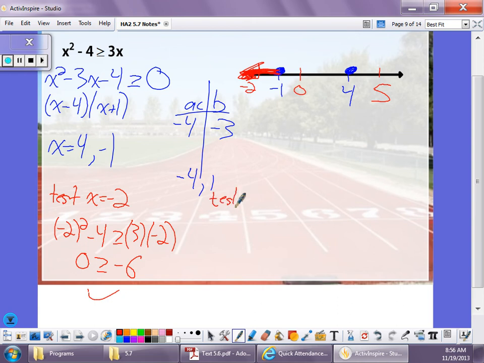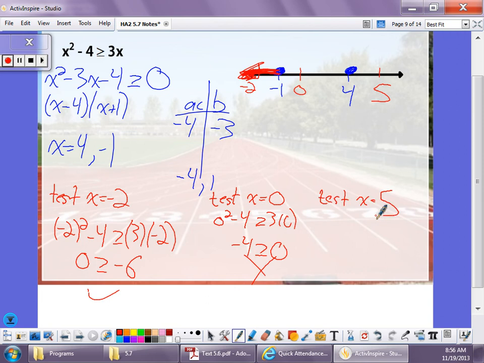So we can test when x equals 0. And you'd get 0 squared minus 4 is greater than or equal to 3 times 0. Negative 4 is greater than or equal to 0. Is that true? No, it's not true. So that means I'm not going to shade in that area. And then the last thing I'm going to do is test this point here at 5. All right, so you plug it in. 5 squared minus 4 is greater than or equal to 3 times 5. And you get 21 is greater than or equal to 15. Is that true? Absolutely. So I can shade in over here.